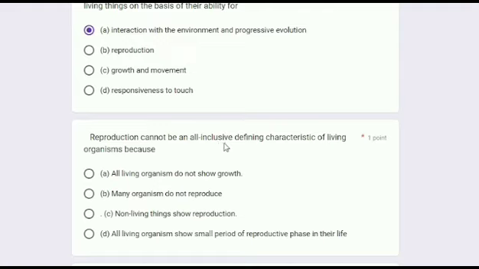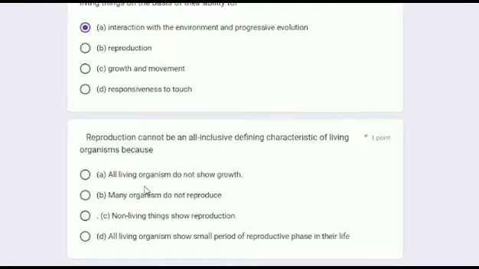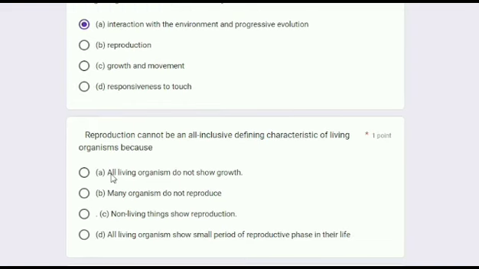Reproduction cannot be an all-inclusive defining characteristic of living organism because, let's read the options. All living organisms do not show growth. Many organisms do not reproduce. Non-living things show reproduction. All living organisms show small period of reproductive phase in their life. The options are a bit confusing, but let us go for the best option. So the most appropriate option here is many organisms do not reproduce. We know that many of the living organisms which are sterile do not reproduce. So the right option is option B.